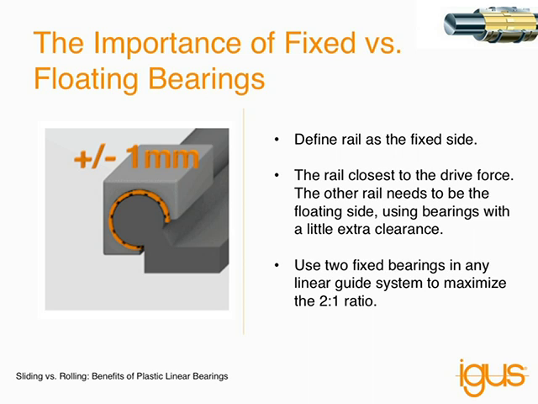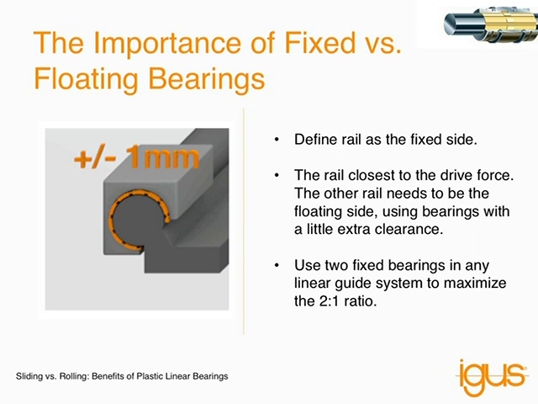Basically, in order to optimize the 2 to 1 rule and to reduce the drive force, the axial loads, and the lever moments in the system, we create a system based on 2 rails, where the side closest to the drive force is the fixed side, and the side furthest is the floating side. The floating side is only there to carry load in the direction of gravity, so it's designed to float in the direction of the other rail.